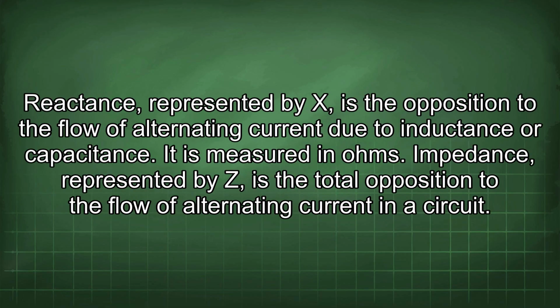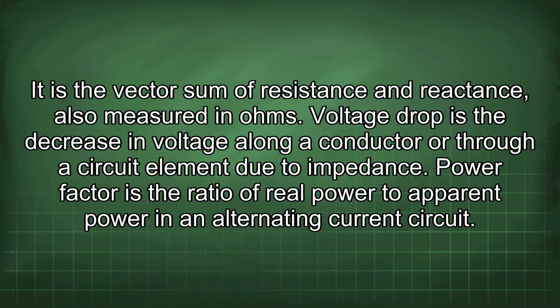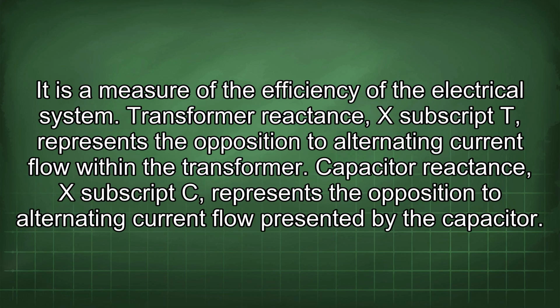Reactance, represented by X, is the opposition to the flow of alternating current due to inductance or capacitance. It is measured in ohms. Impedance, represented by Z, is the total opposition to the flow of alternating current in a circuit. It is the vector sum of resistance and reactance, also measured in ohms. Voltage drop is the decrease in voltage along a conductor or through a circuit element due to impedance. Power factor is the ratio of real power to apparent power in an alternating current circuit. It is a measure of the efficiency of the electrical system.